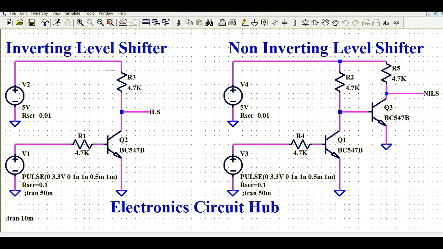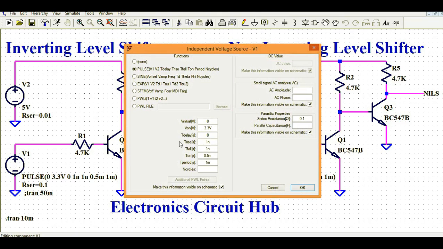In the inverting level shifter, I used a single transistor, a single element. This is an NPN transistor, and the base of this NPN is connected to a 4.7k ohm base resistance. Then it goes to the pulsating supply. The logic level is 3.3 volt, T on is 0.5 millisecond and T period is 1 millisecond.